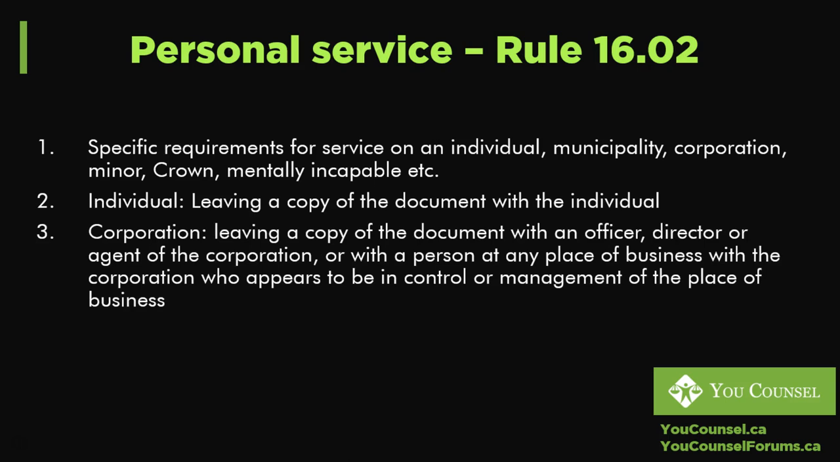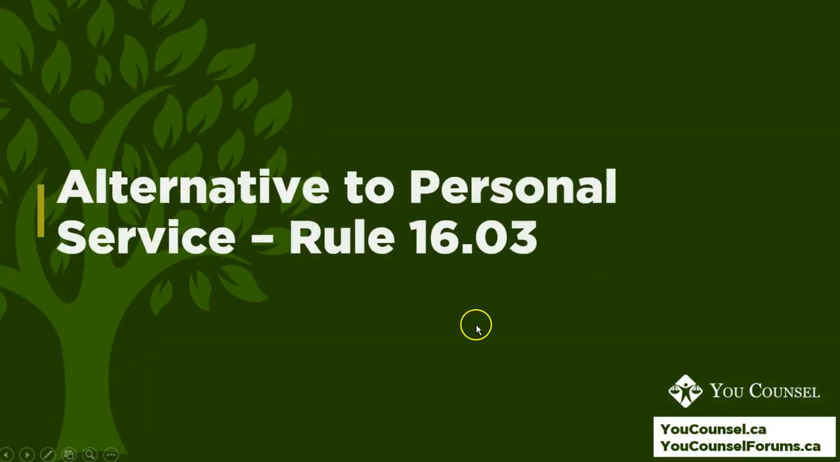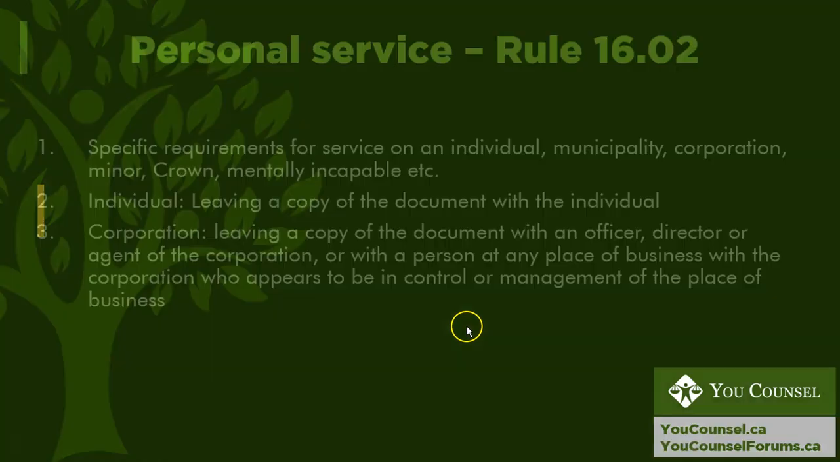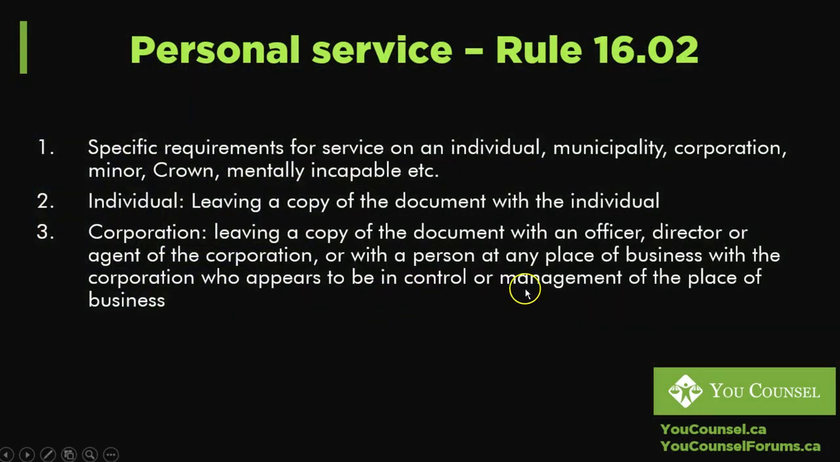With respect to a corporation, you can serve the originating process on an officer, director, or agent of the corporation, or with any person at any place of business with the corporation who appears to be in control or management of that business. Now, obviously if you know the identity of the officers or directors or agents of the corporation, you can serve it on them. Otherwise, the common practice is that you go to one of the offices of the corporation, and if they have a reception, you serve it at the reception, and that will generally be considered sufficient personal service.